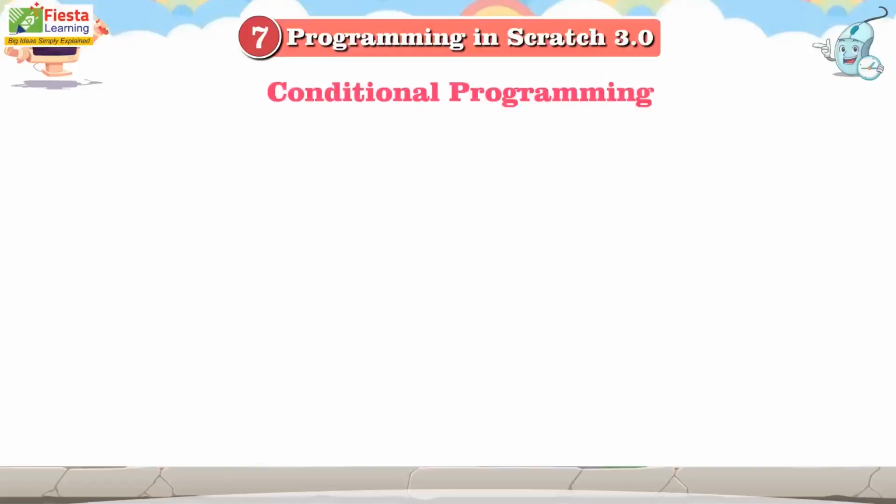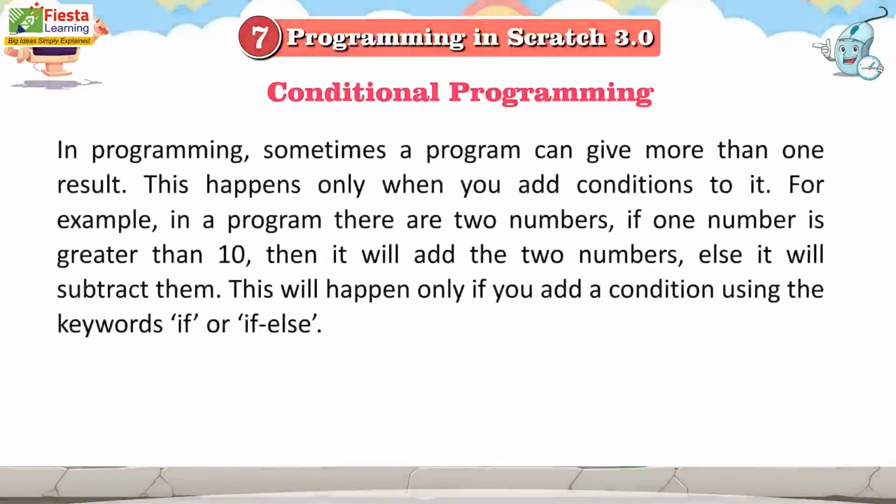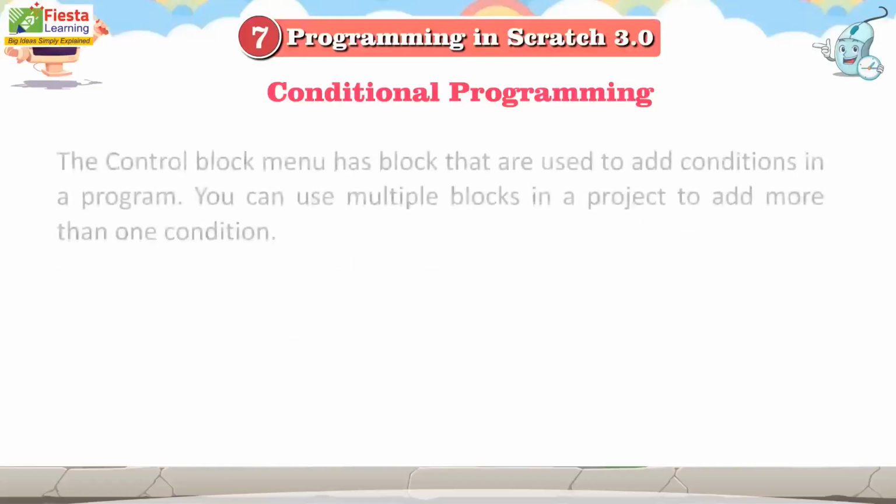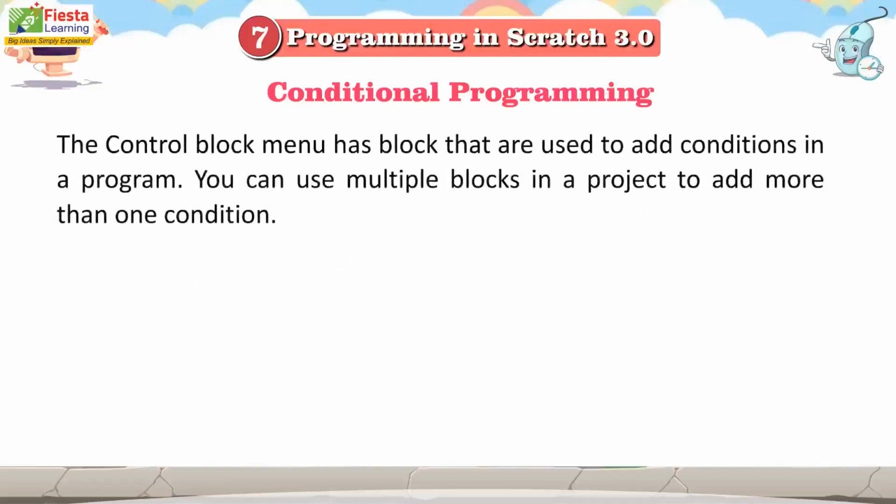Conditional programming. In programming, sometimes a program can give more than one result. This happens only when you add conditions to it. For example, in a program there are two numbers. If one number is greater than 10, then it will add the two numbers, else it will subtract them. This will happen only if you add a condition using the keywords if or if else. The control block menu has blocks that are used to add conditions in a program. You can use multiple blocks in a project to add more than one condition.